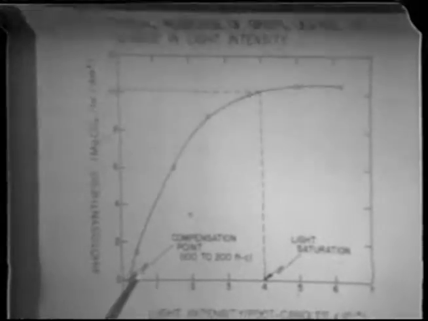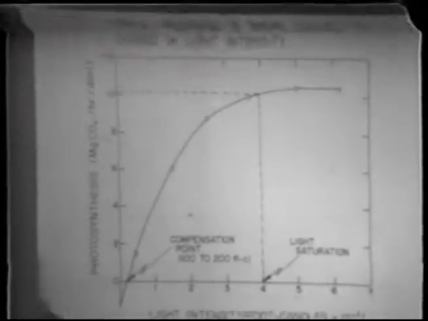On this slide, we have light intensity on the horizontal axis and photosynthesis on the vertical axis. You can see there's an increase in photosynthesis with an increase in light intensity. These figures are to be multiplied by 1,000, so we have light intensities going from 0 up to 7,000. And there's a linear increase in photosynthesis with an increase in light intensity up to about 4,000 foot candles.